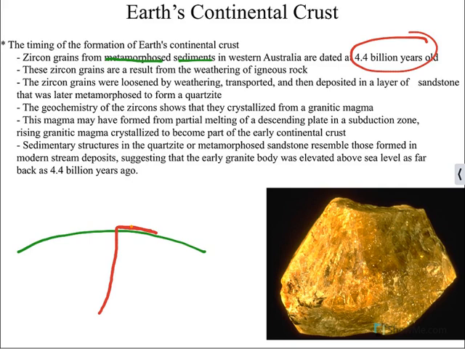So that igneous rock cools and solidifies, but now it's exposed to the surface, which means the rain is going to beat down on it, and the wind is going to whip across it. And as that happens, that igneous rock is going to start to erode. As it erodes, it's going to release that zircon grain, and that little grain is going to travel and get transported somewhere, of course, in water.